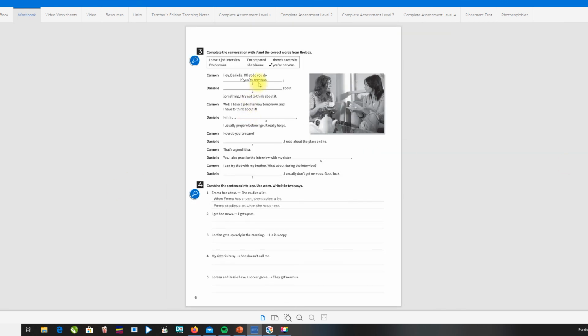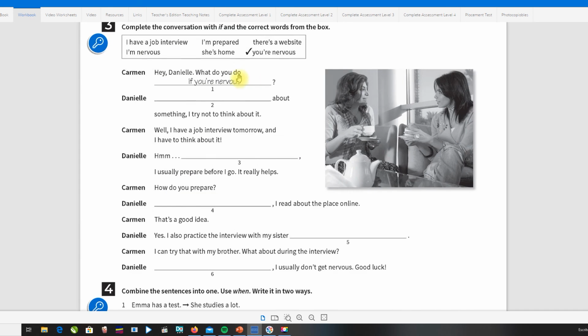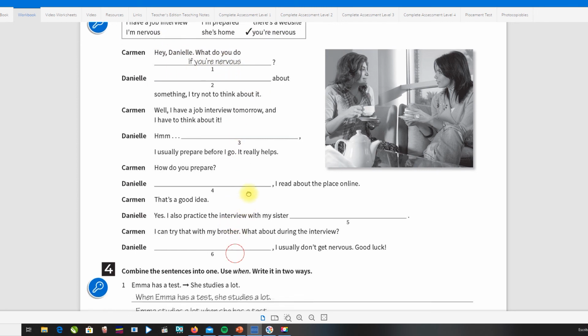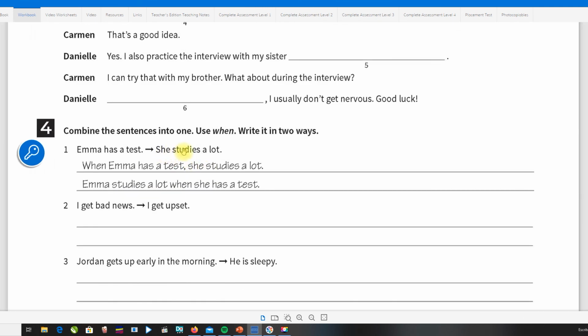Alright? Next, on part 3, complete the conversation using if with the correct words. For example, hey Daniel, what do you do if you're nervous? And then you have to complete this. Okay? Right. Now it says combine the sentences into one. Emma has a test. She studies a lot. When Emma has a test, comma, she studies a lot. That is the first version. The second version is Emma studies a lot when she has a test.